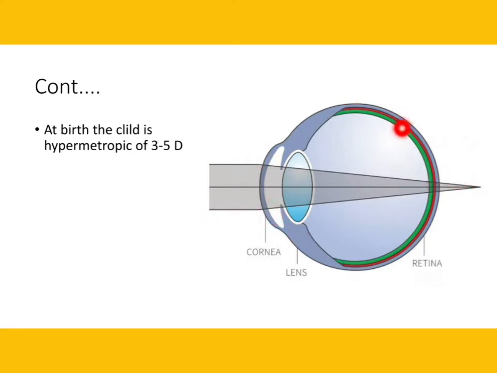This is the overall cross section of the eye, where this is the cornea, this is the lens, iris, ciliary body, and this is the choroid. The red part is choroid, green is the retina, and the outermost is the sclera. Here is the vitreous humor, and here the aqueous humor is there. At birth, a child has hypermetropia of 3 to 5 diopter. In many books you will find 2.5 to 3 diopter, so it varies. In some children, 6 diopter hypermetropia can also be seen.